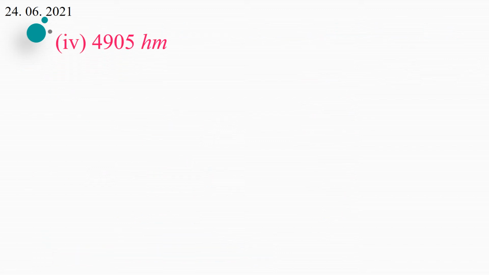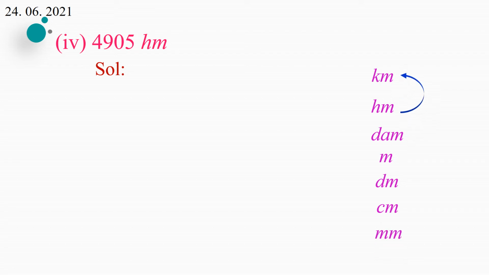Let's see fourth one, 4,905 hectometer. Let us find the solution. Here hectometer convert to kilometer. First we want to write formula. We have to move 1 step upward. We get 1 by 10. The formula is 1 hectometer equal to 1 by 10 kilometer.